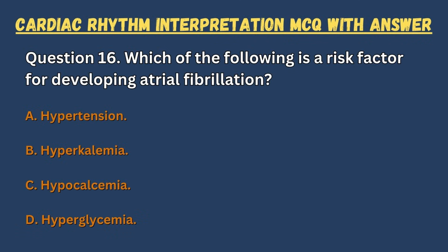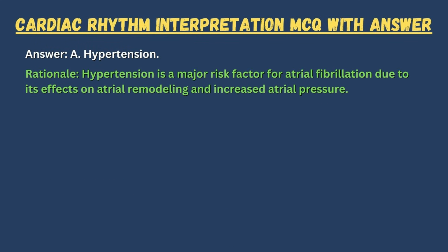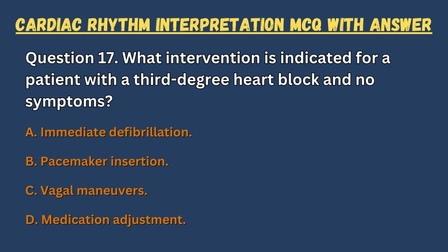Question 16. Which of the following is a risk factor for developing atrial fibrillation? A. Hypertension. B. Hyperkalemia. C. Hypocalcemia. D. Hyperglycemia. Answer: A. Hypertension. Rationale: hypertension is a major risk factor for atrial fibrillation due to its effects on atrial remodeling and increased atrial pressure.